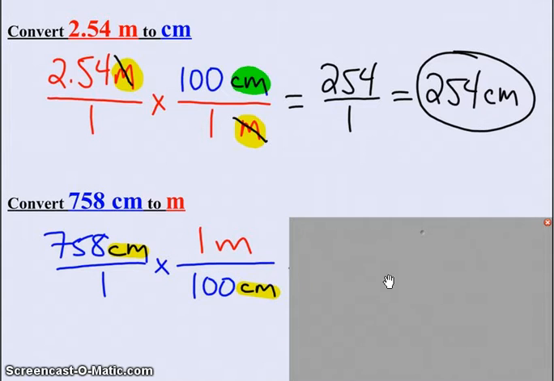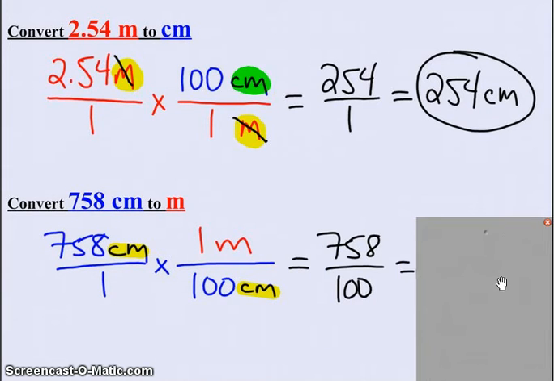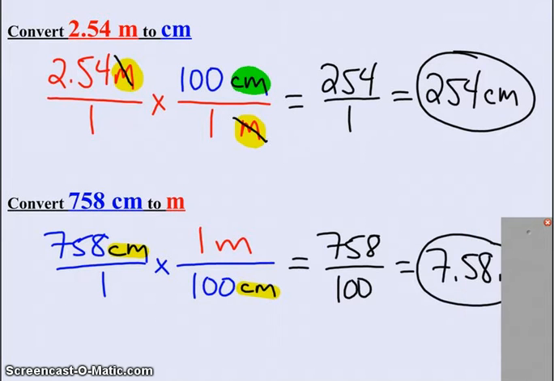So now we can do the math again. Multiply across the top. 758 times 1 is 758. 1 times 100 is 100 on the bottom, and then you divide. 758 divided by 100, 7.58 labeled meters.